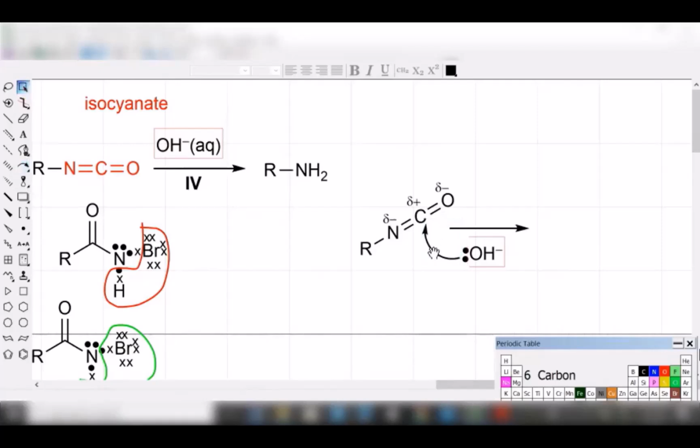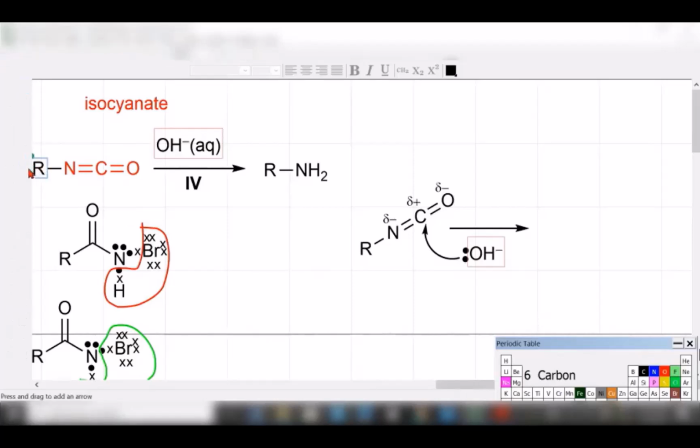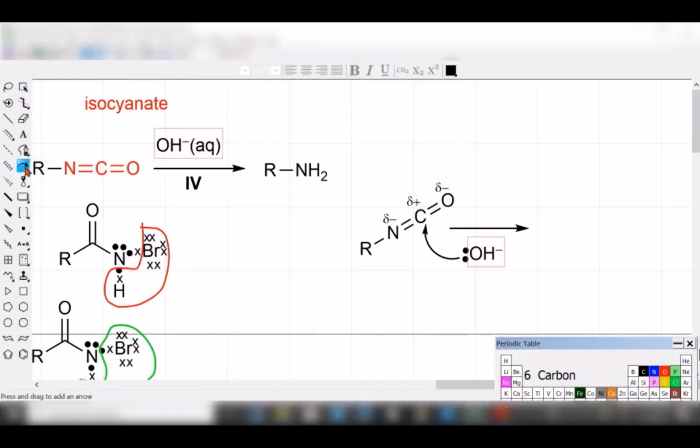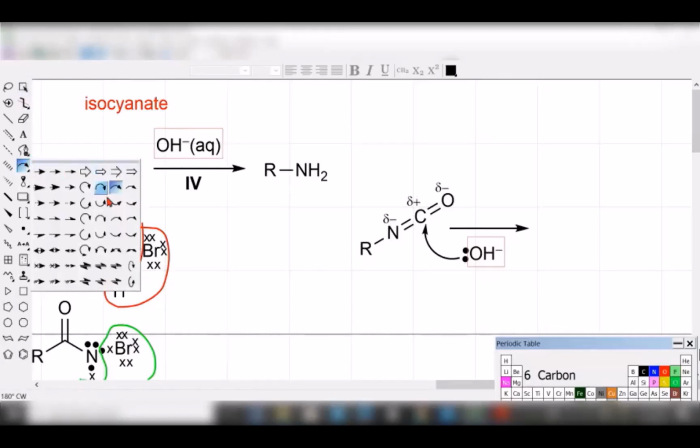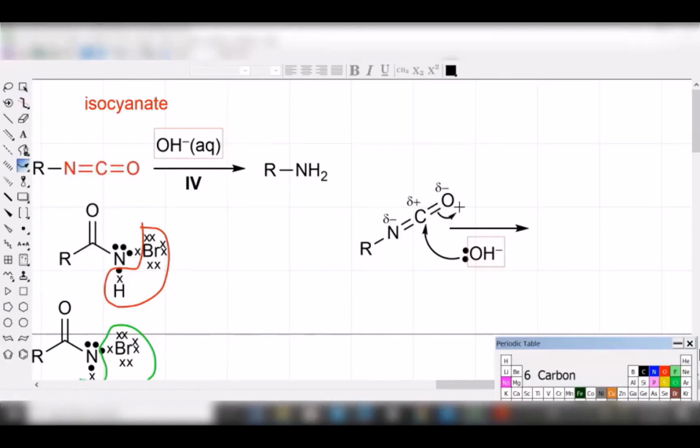The OH minus attacks the carbonyl carbon. And then what is going to happen next? Will the pi bond break towards the N or break towards the O? Of course, go back to your basics. Is O more electronegative or N more electronegative? The answer is O is more electronegative, so it's likely to break towards the oxygen. So if it breaks towards the oxygen, this is what you're going to expect, right?